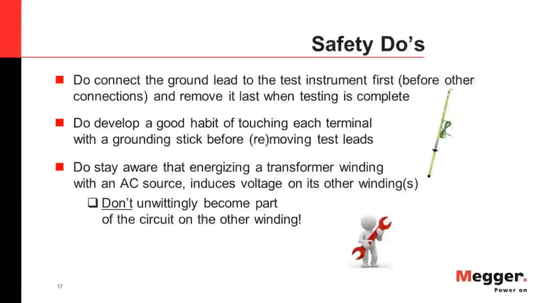And do stay aware that energizing a transformer winding with an AC source will induce voltage on its other winding. So depending on where you are, you don't want to unwittingly become part of the circuit on the other winding. For example, if you were to pocket a wrench and stuff it in your back pocket and inadvertently catch the wrench on a winding shorting lead behind you during this test, you'll get zapped really good. So be aware of hazards that you are placing yourself around.